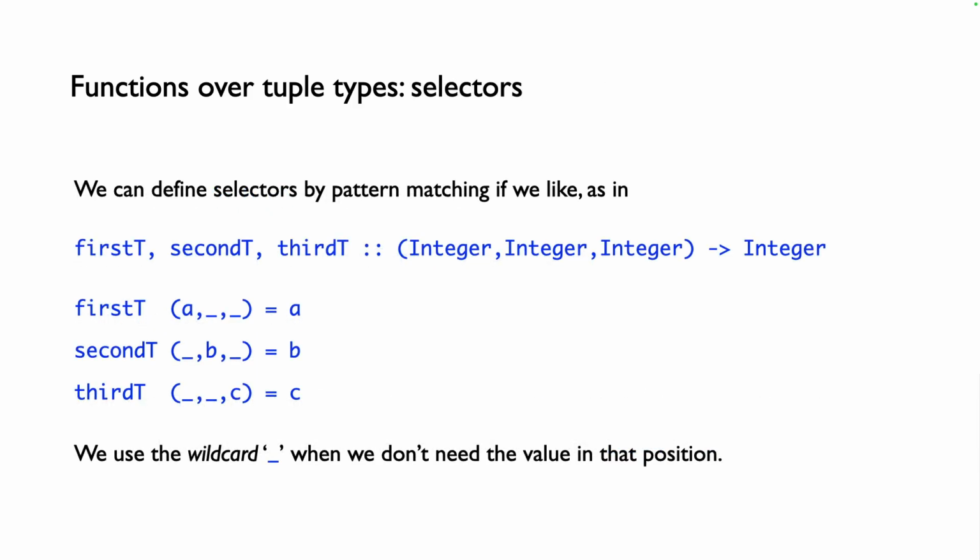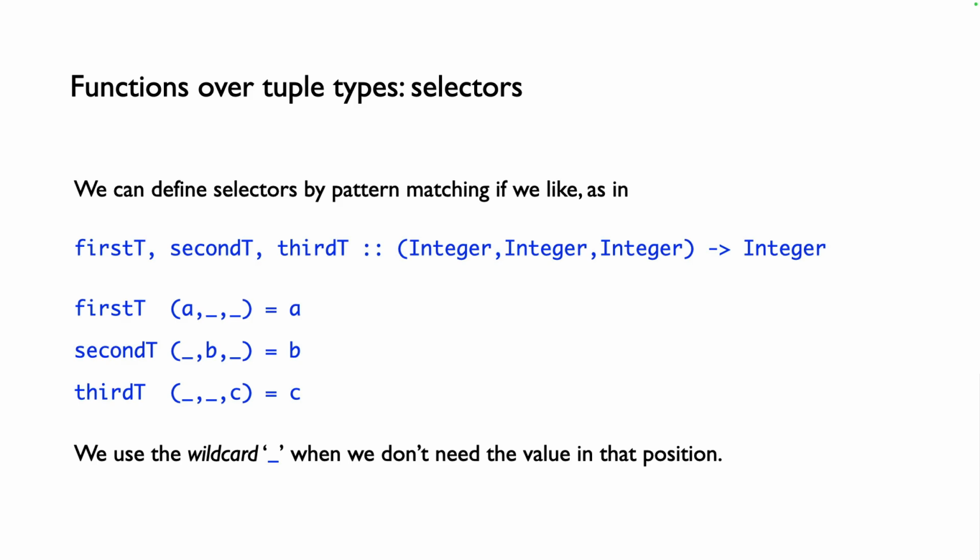Now we could, if we wanted, define selector functions, first t, second t, third t, that when given a triple like this will give us a particular value, and we do that by pattern matching. So first t will take a tuple with A, and what we've done, instead of naming the second and third parts by variables, we just used a wildcard, which says, I don't care what's in this value, I'm not going to use it in my definition.